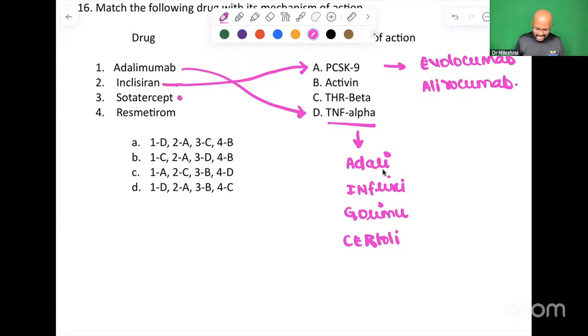Sotatercept. What is this sotatercept and resmetirom? Most of you would have guessed. Good doctor Anuj, Saritra, Lucifer. Good. Lucifer part 1 or part 2? Okay. Lucifer monster. Good. Okay.